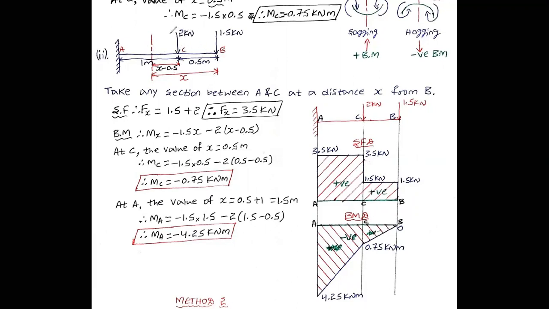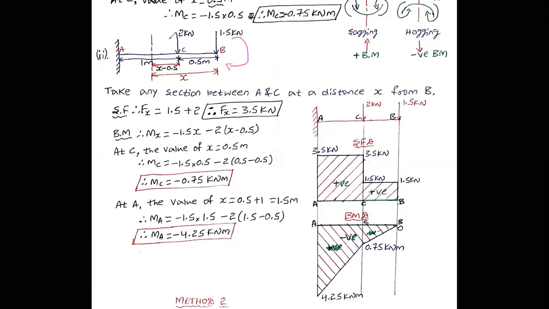Now you have to see the right portion. You have to use the right section method. How many loads are acting on the structure? You have to use them. To the right side, two vertical loads are acting. Therefore, shear force F is equal to 1.5. It is clockwise in nature. That's why I take it as positive 1.5 kilonewton.